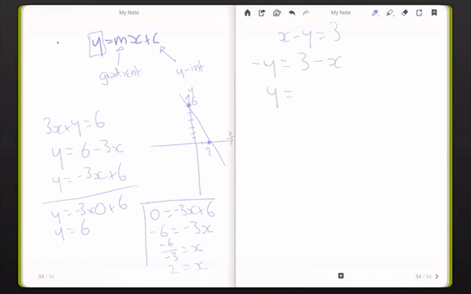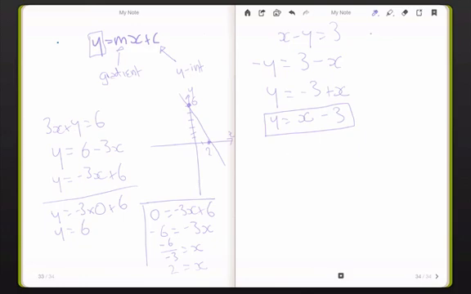Now remember, if you change one sign, you've got to change all of them. So we end up with negative 3 and positive x. Now once again, this is not the right way around, is it? So let's put it the right way around. We want the x first. So it's still positive x and it's still negative 3. We're just going to reverse the order. Now it looks like the right form. Now we can start finding our x and y intercepts, okay?